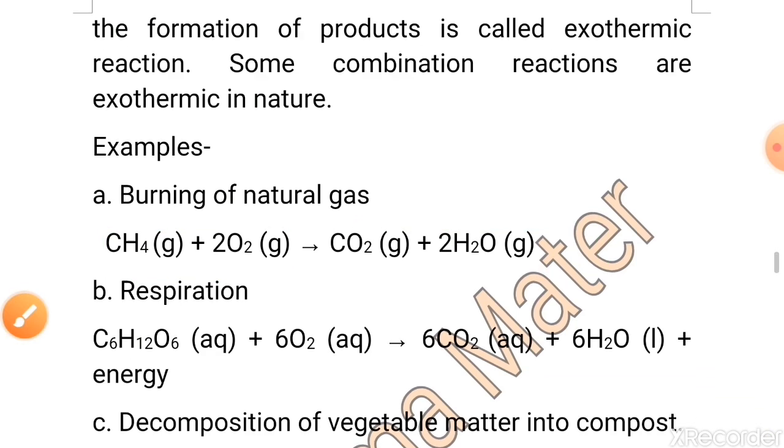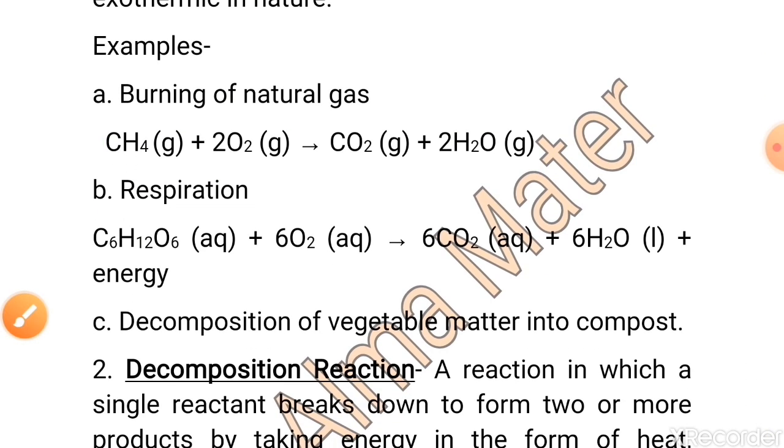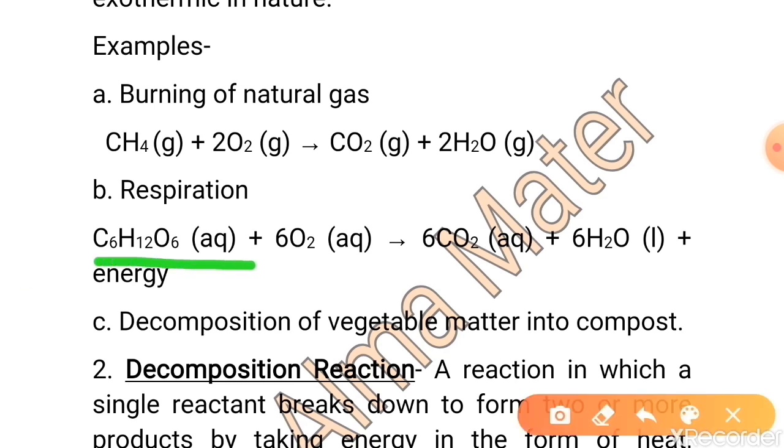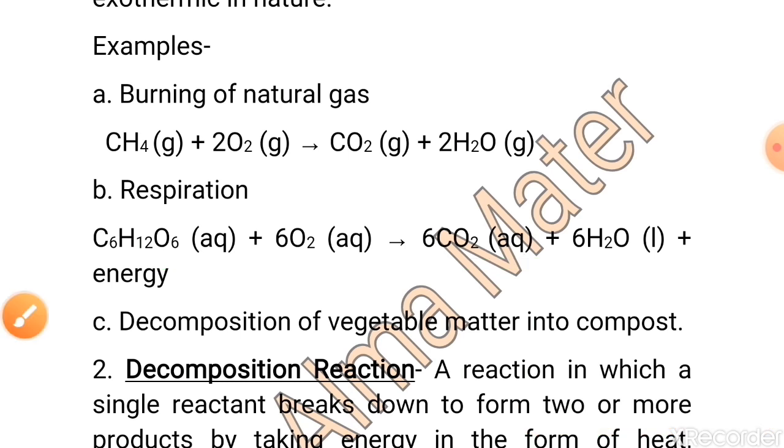The next example is of respiration. Students, respiration process occurs when we take oxygen and our digested food, glucose, breaks down in order to give energy and other products. So the reaction is C6H12O6 plus 6O2 gives 6CO2 plus 6H2O along with energy, which is in the form of ATP. Now, last example is decomposition of vegetable matter into compost.